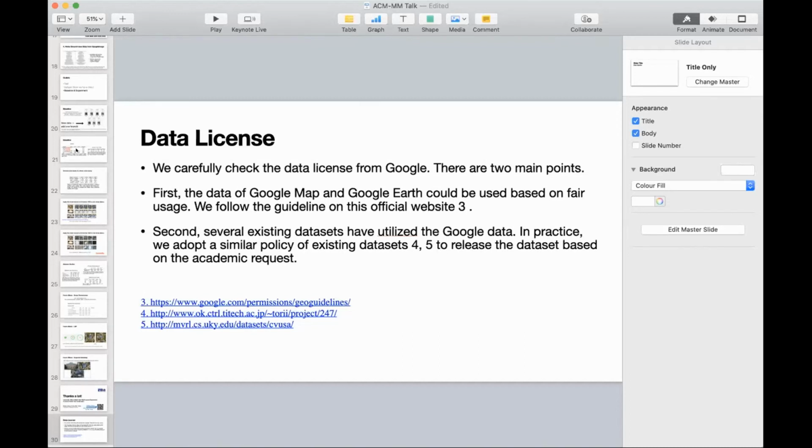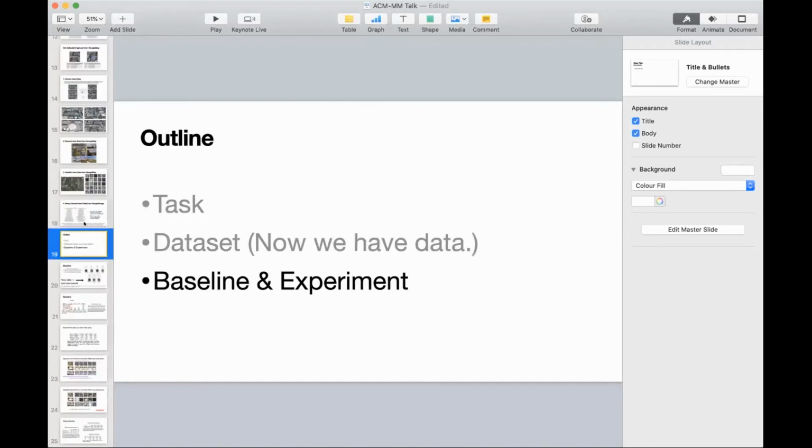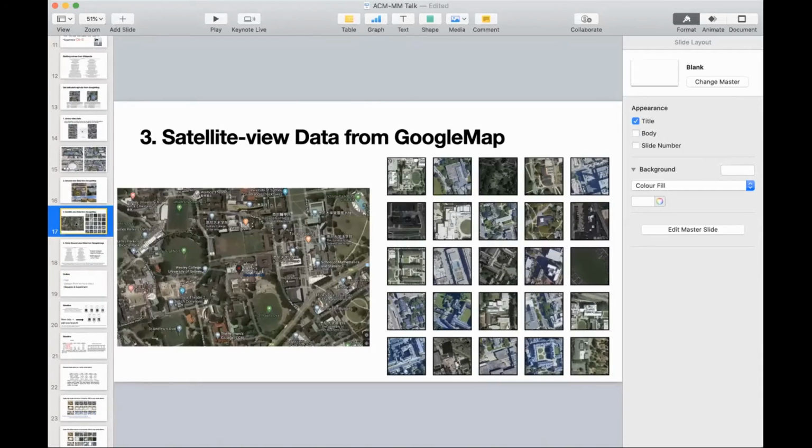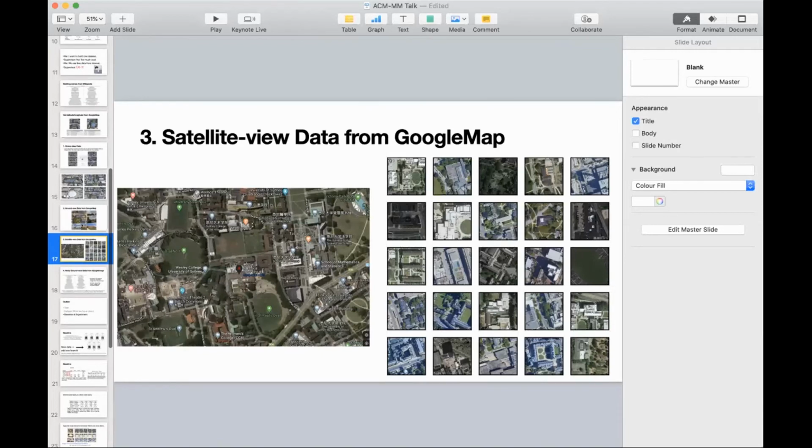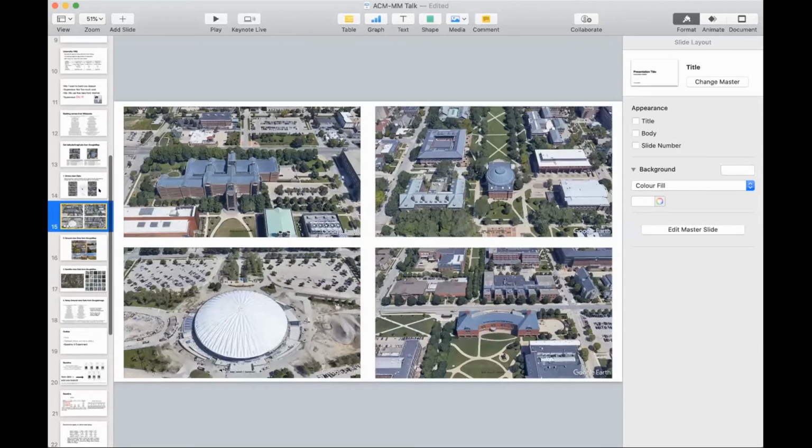Actually, I did this. I wrote the script to crop the data from the website. And actually, I wrote one automatic script. So it takes about 1 month for me to collect all data.